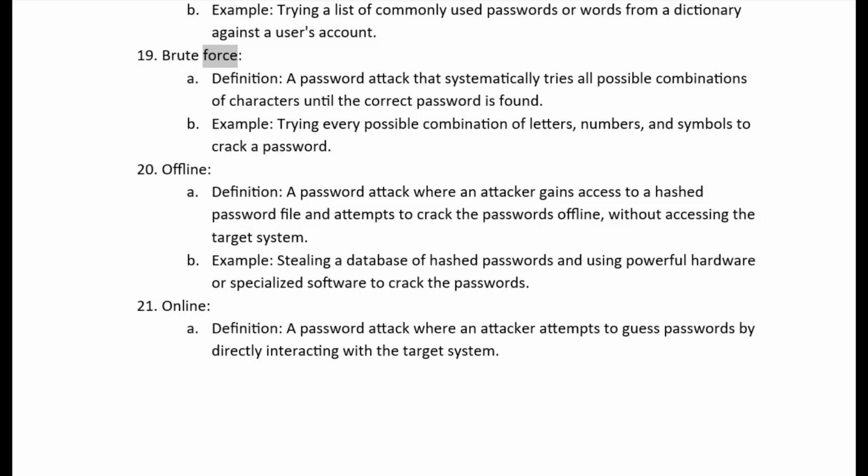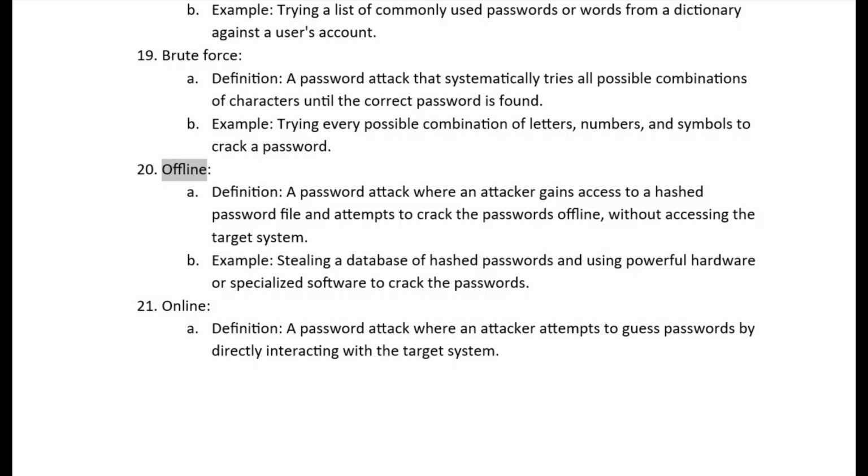Brute force. Definition: a password attack that systematically tries all possible combinations of characters until the correct password is found. Example: trying every possible combination of letters, numbers, and symbols to crack a password.